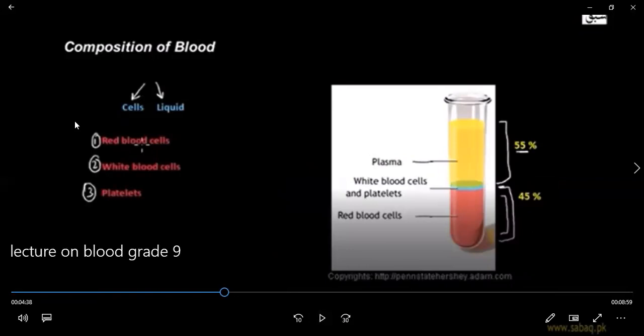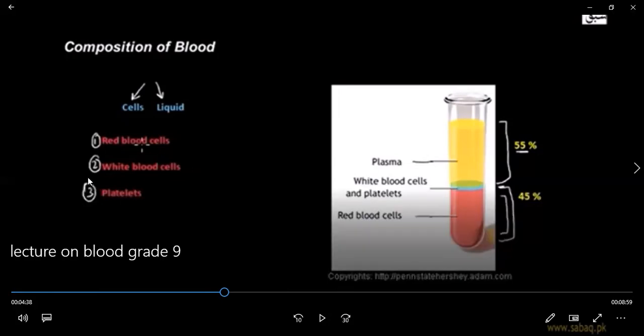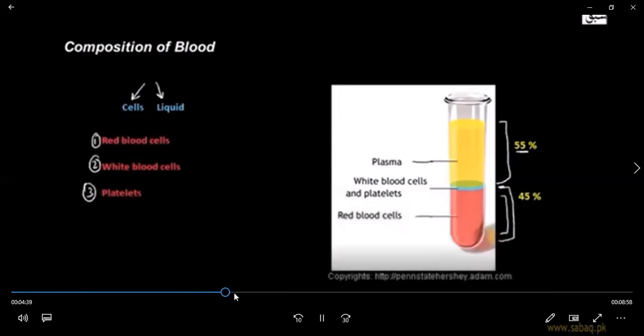Red blood cells are mainly responsible for transportation. White blood cells are responsible for the defense mechanism of the body. We'll study this later when we talk about white blood cells. Platelets also help in some of the functions of the body. We will discuss them when we talk about platelets. Let's first see what plasma is and what the other names of these cells are.